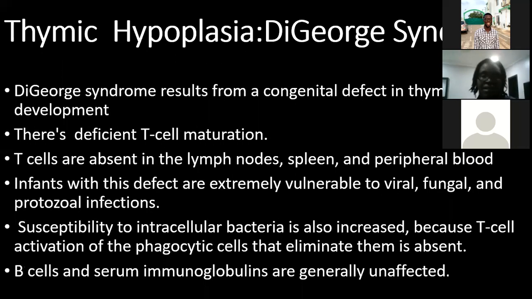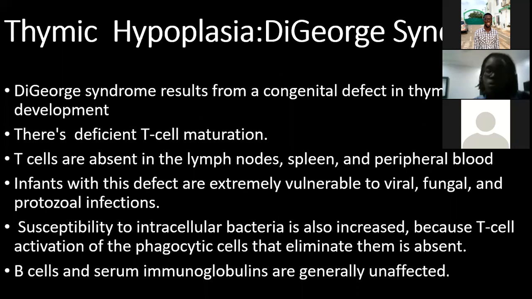Then the next thing is thymic hypoplasia or DiGeorge syndrome. So DiGeorge syndrome results in a congenital defect in the thymus. Remember, we were saying that the thymus is the origin of the T cells. So if you have a problem with your thymus, then you are vulnerable to fungal infections, viral infections and protozoal infections.